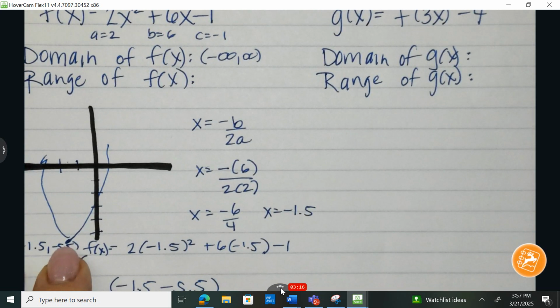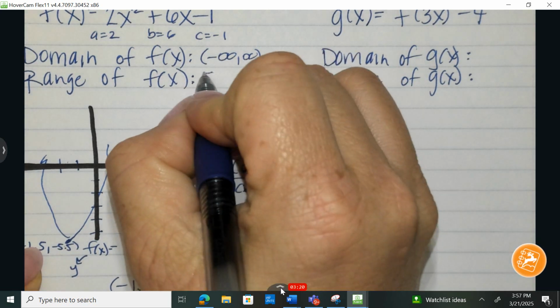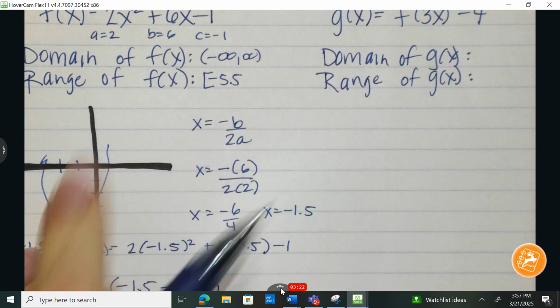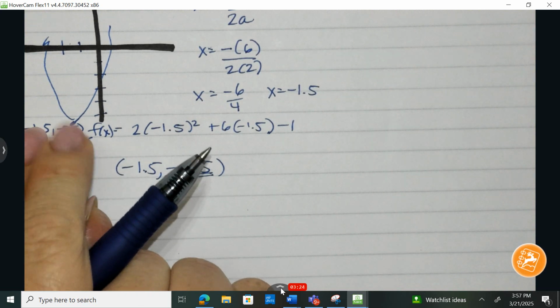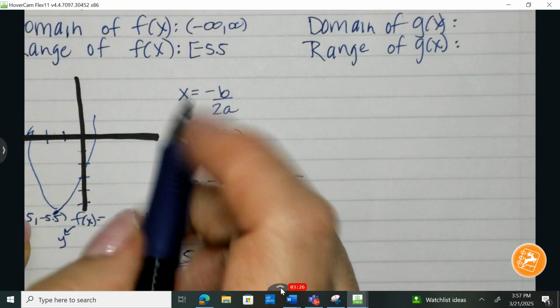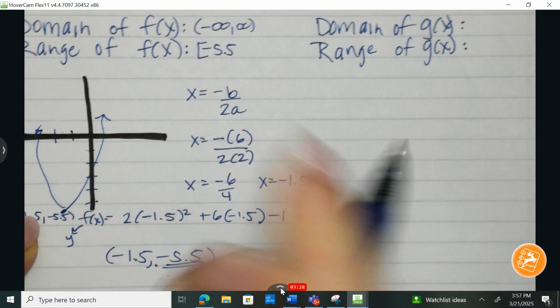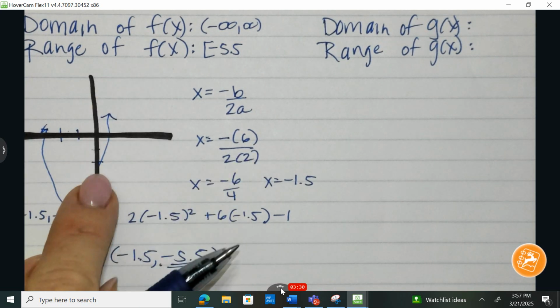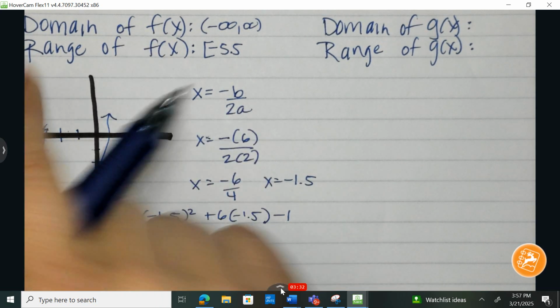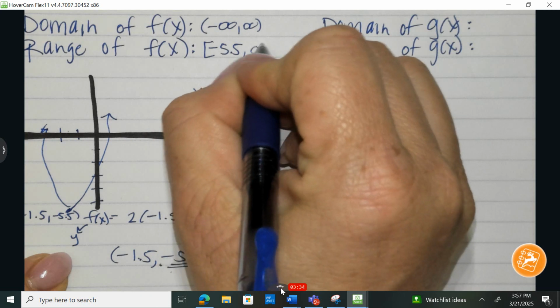Again, in order to identify the range, we need to know the y component of the vertex of the parabola. So this parabola, the lowest it goes is down to -5.5, and we include that because we have a point with a y value of -5.5. But the arrows insinuate that there is no limit how high it goes as it goes up to the right and also up to the left in that diagonal motion.